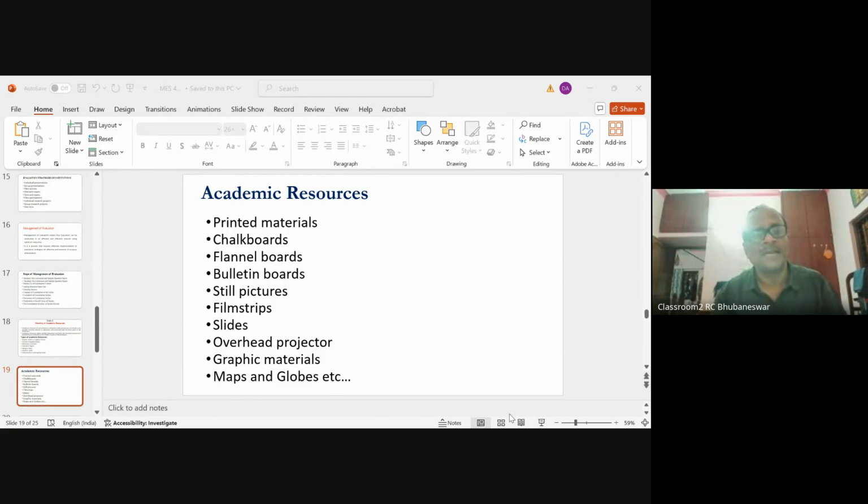Graphic materials, maps and globes. These are very important academic resources for each and every educational institution. It may be a school, a college, or a university. But all the resources are required for all types of institutions.